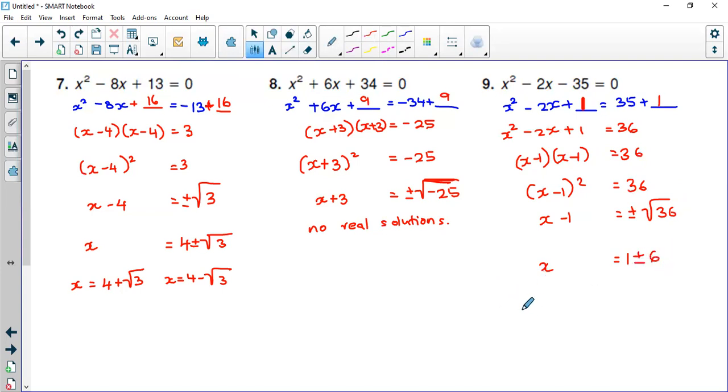How am I going to derive the two solutions here? x is equal to 1 plus 6, x is equal to 1 minus 6. So 1 plus 6 is going to give you 7, and 1 minus 6 is going to give you negative 5. So x is equal to 7 and x is equal to negative 5. They're not lengthy steps, but once your hand gets used to it and your mind coordinates with you, it becomes easy for you to do these questions.